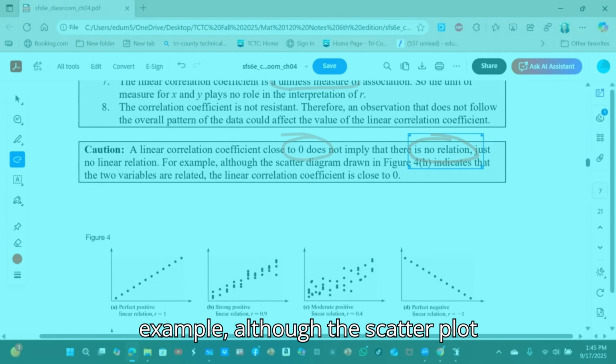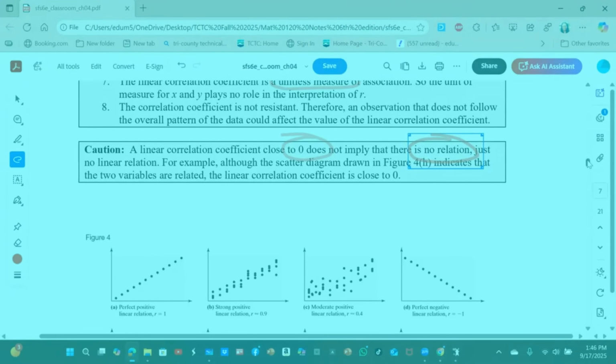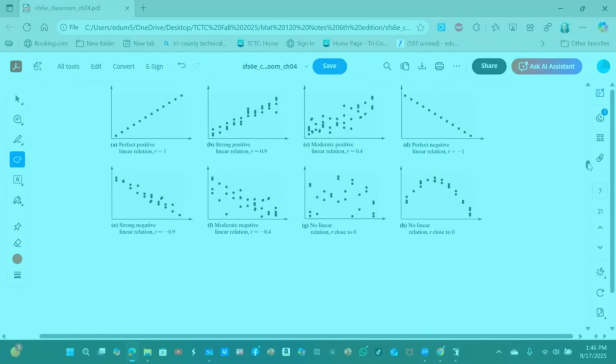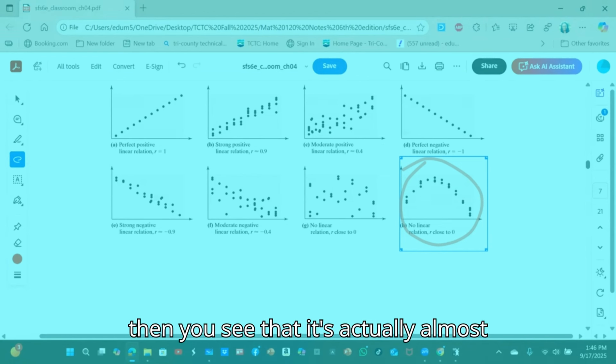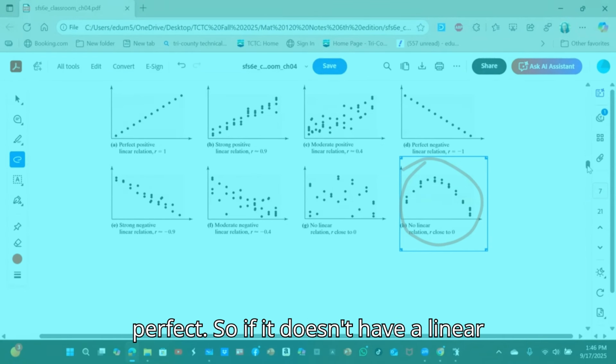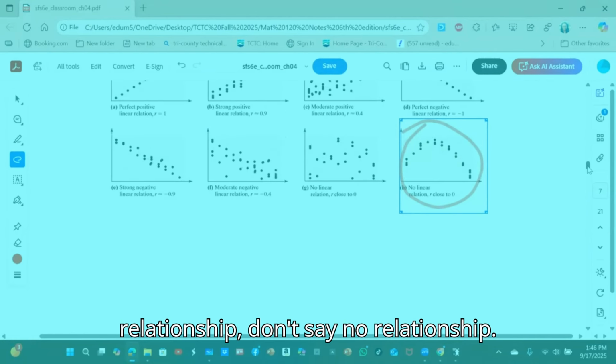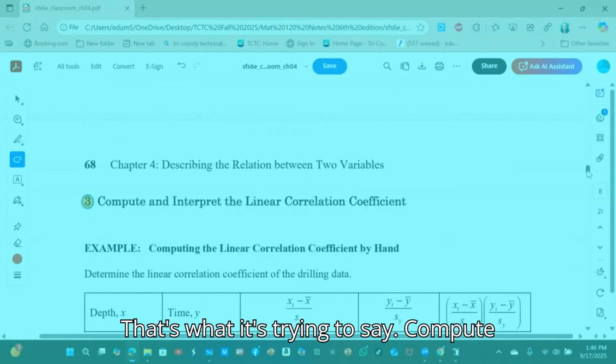For example, although the scatter plot drawn in the figure for H indicates that the two variables are related, the linear correlation coefficient is close to 0. Notice that it is close to 0. But when you do quadratic regression, you see that it's actually almost perfect. So if it doesn't have a linear relationship, don't say no relationship. That's what it's trying to say.